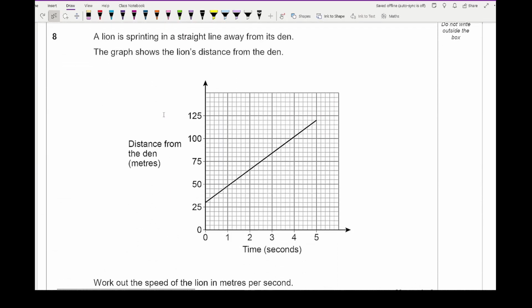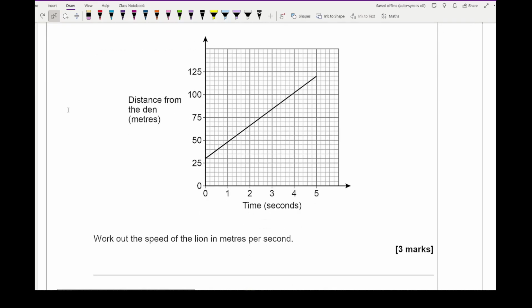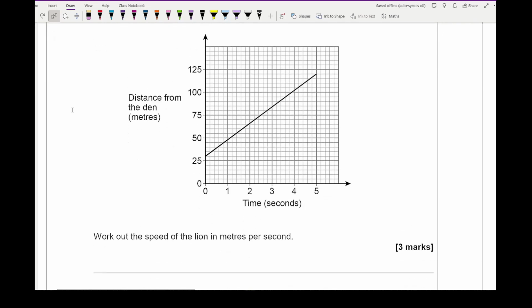Moving on to question 8, it says the lion is sprinting in a straight line towards from its den. The graph shows the lion's distance from the den, and the question is asking us to work out the speed of the lion in meters per second.